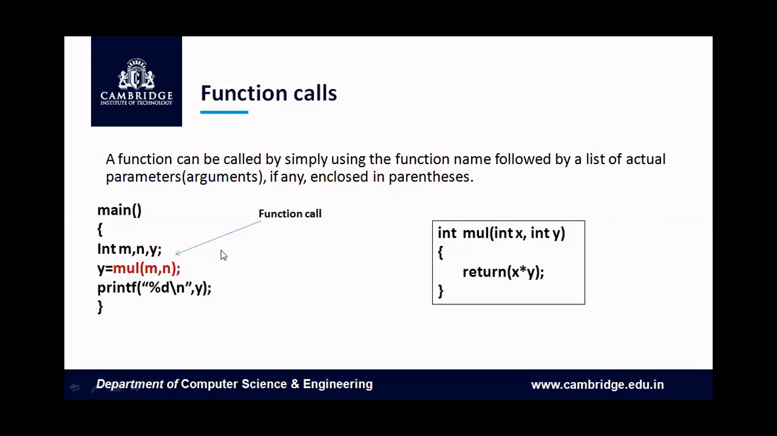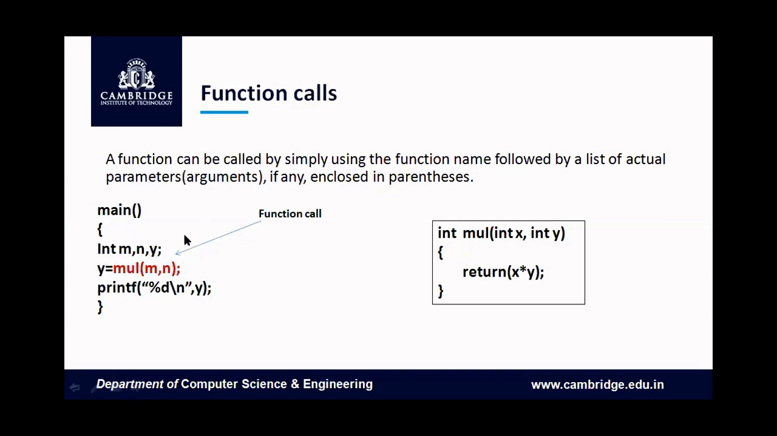Whatever I have written here, it is clear with this. Here, mul is a function name. m and n are the arguments of this main function that I'm passing, ending with a semicolon. And these arguments are separated by commas. And these arguments are known as actual parameters. They are the actual parameters of this main function.